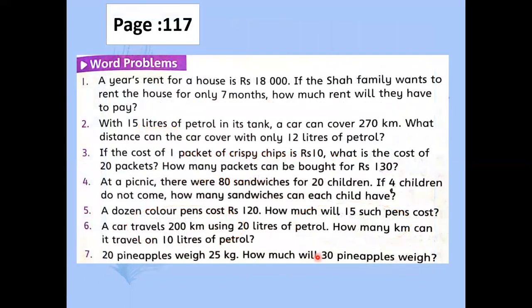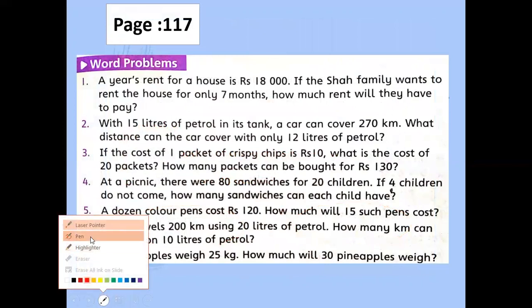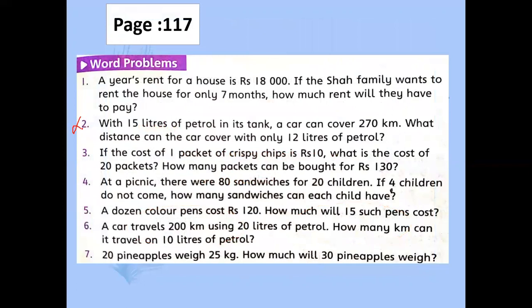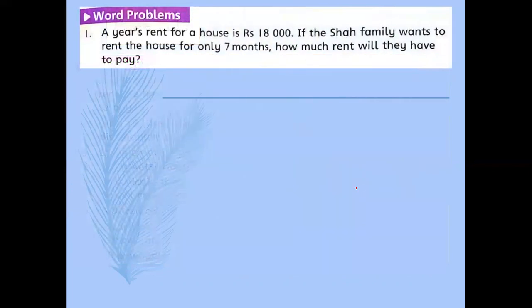So these are the word problems on your page number 117. Okay, and question number 2 and 4 is not included, so you can cross them also. I'm just showing you which questions are not. 2 and 4 are not included. Question number 1, 3, 5, 6, and 7 we are going to do. We are going to learn basically today how to do these questions.